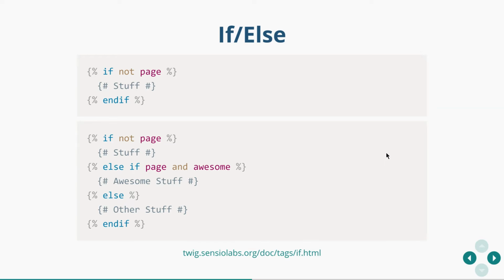If else, that's what this looks like. Very simple to look at. You have, again, curly brace percent sign because we're doing a code block, and very easy to reason about language. So if not page, then do stuff. And then here's else if not page, stuff, else if it's page and it's an awesome page, then do this other awesome stuff. And then else if it's something else.